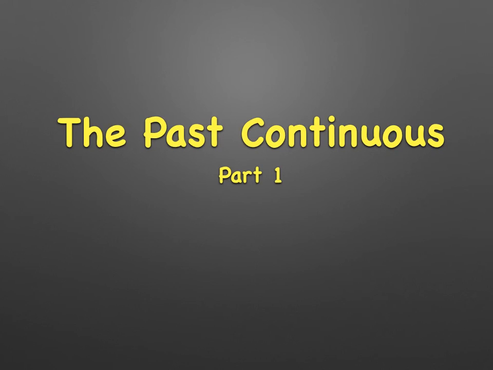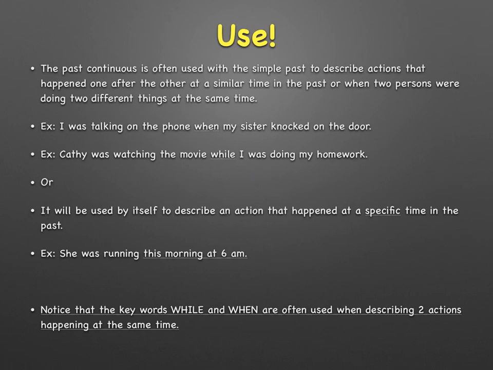The past continuous, or past progressive. There are different ways to use the past continuous tense. One of the first ways is to use it with the simple past to describe actions that happened one after the other, but at a similar time in the past.